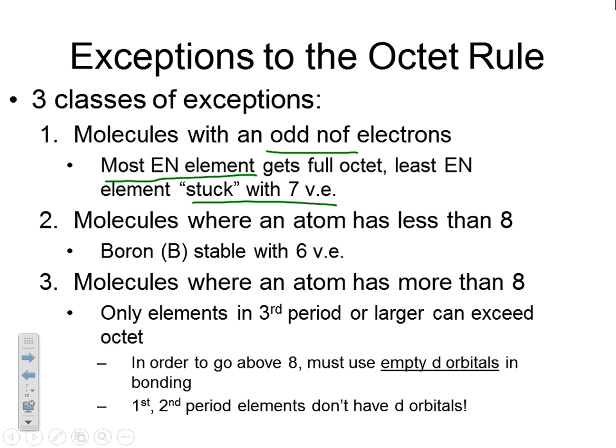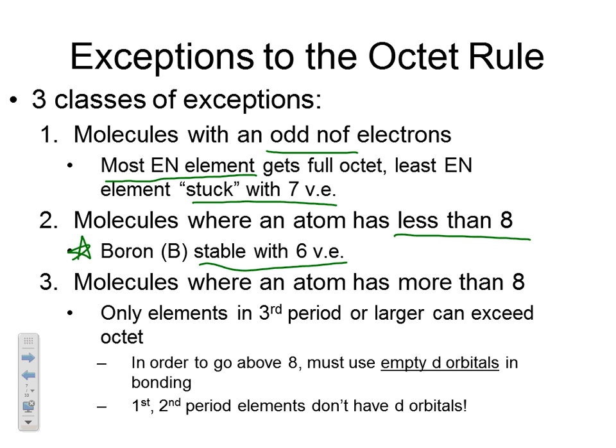Next up, you can have a situation where you have an atom that's going to be stable with less than 8 electrons. Boron is the big one that I want you to know. Boron is actually going to be stable with 6 valence electrons. So boron's okay if it only forms 3 bonds. It's a little more stable that way than it is with 8 because of something called formal charge, which is coming up in the next video.